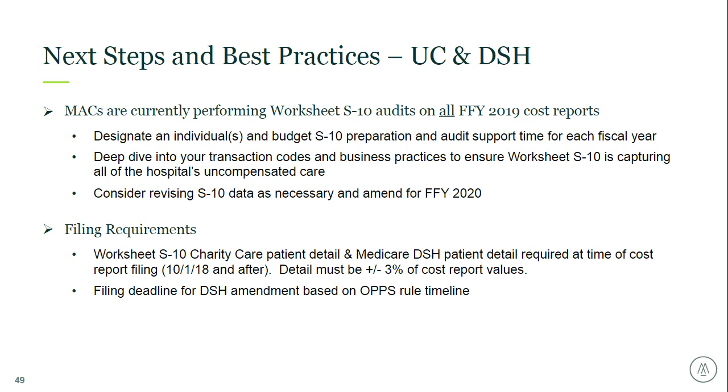And another reminder for you today regarding Medicare DSH and S-10 is that CMS is requiring patient-level detail that ties to the charity amounts claimed on S-10 as well as the Medicare DSH totals at the time of the cost report filing. Those patient details must be within 3% of the cost report values to be acceptable. And this requirement started with the cost reports 10-1-18 and after. And just as a last reminder, the filing deadline for DSH amendments based on that OPPS rule timeline is 12 months after the original as-filed cost report deadline. So that's something to also keep in mind as you review the need to amend your reports. With that, I think I'll now hand it back over to Mike for the last few topics.